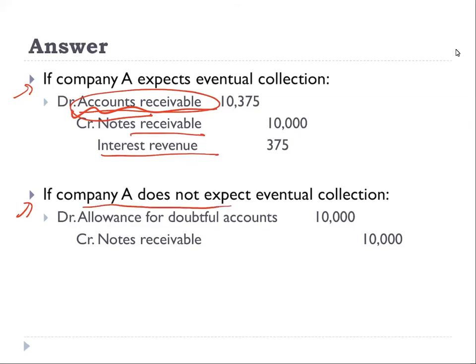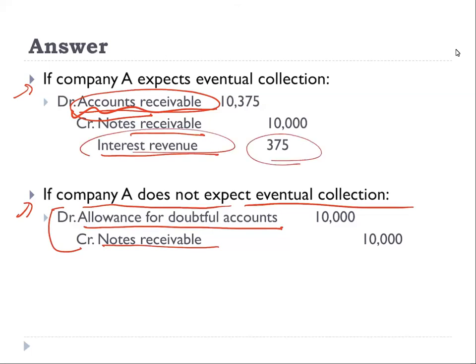However, if company A does not expect eventual collection, if company A thinks that it's never going to collect, since company B has already indicated that, then company A just gives up collection. Then the journal entry company A is going to make is to debit allowance for doubtful accounts and credit notes receivable. It's not going to record interest revenue because the company already thinks that it's not going to collect from company B. So here are the two situations.